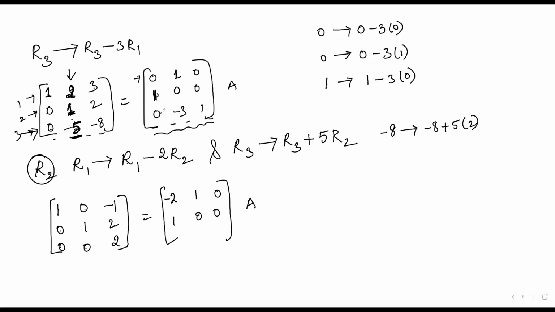R3 change. Yes, R3 is changing. 0 plus 5 times 1, 5. Minus 3 plus 5 times 0, minus 3 only. Then 1 plus 5 times 0, 1. Like this.